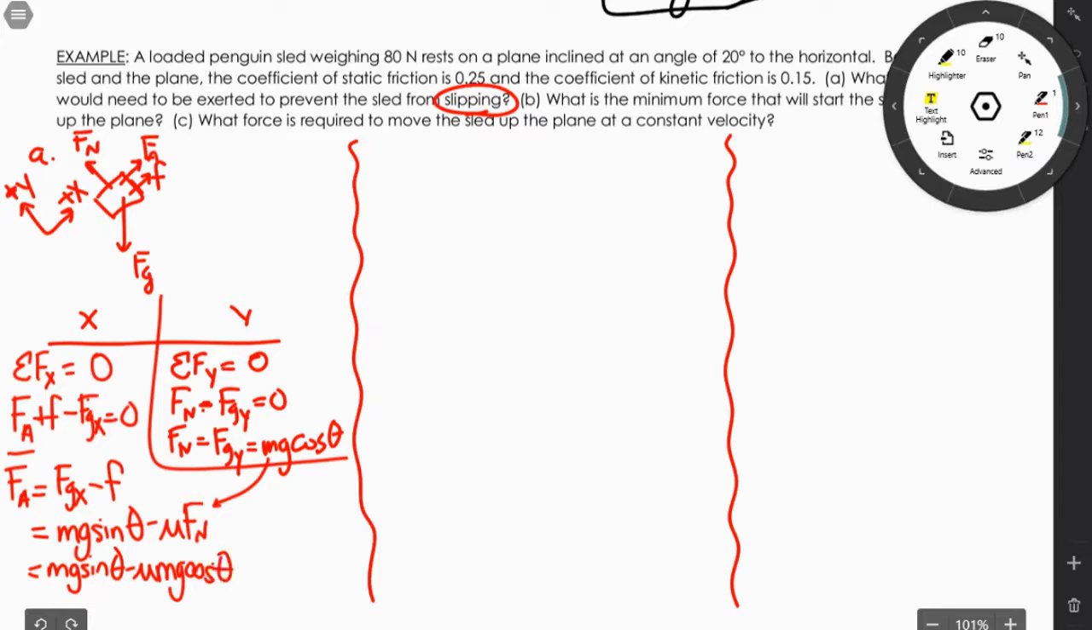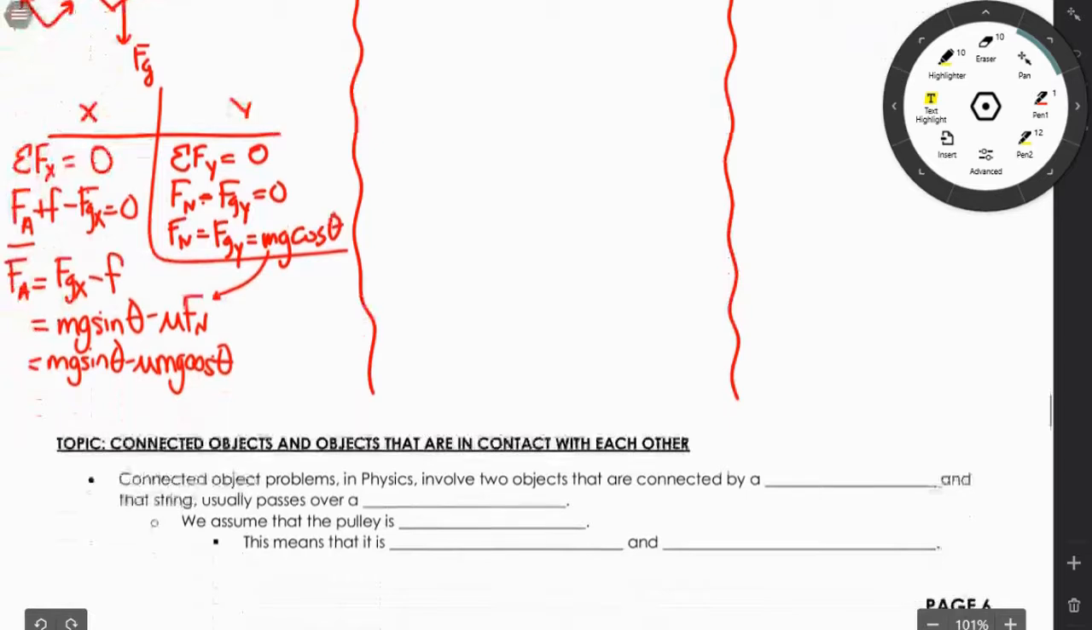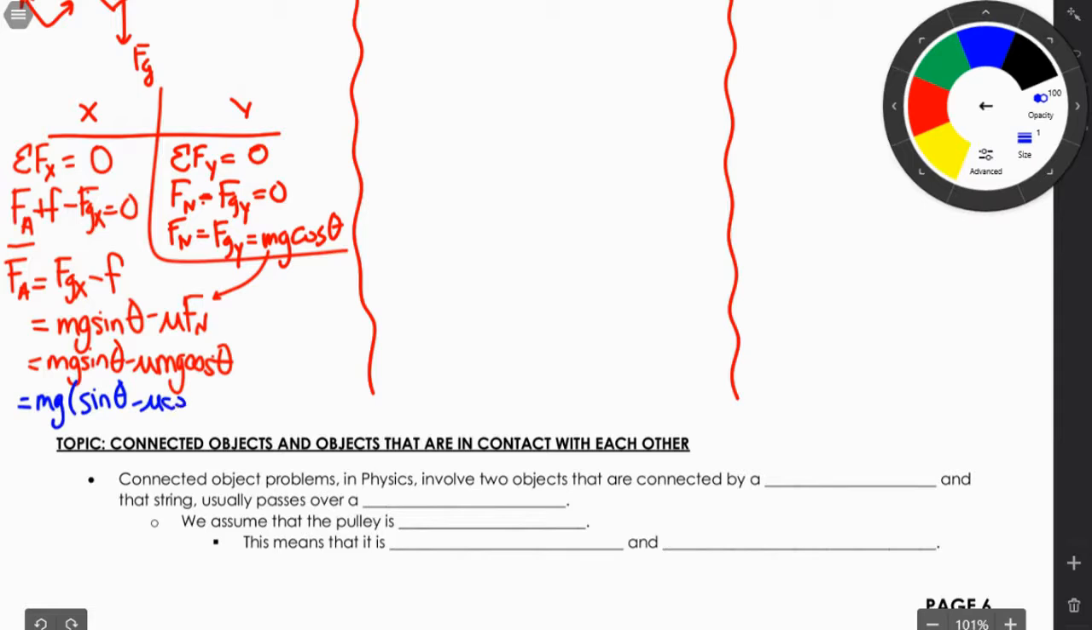Okay, I'm just going to pan up a little bit for right now because I'm bending over. And so I can do a little cleaning up here, right? mg times sine theta minus mu cosine theta. And then my numbers are going to be 80, right? Now they tell me 80 newton weight, so I don't have to do anything past that. And it's a 20-degree angle.